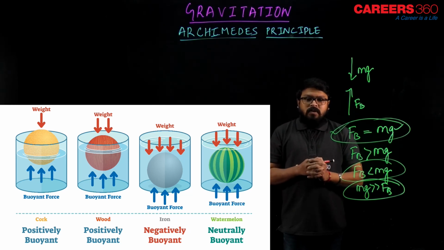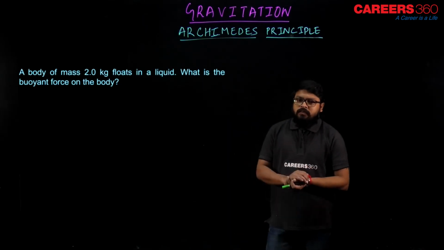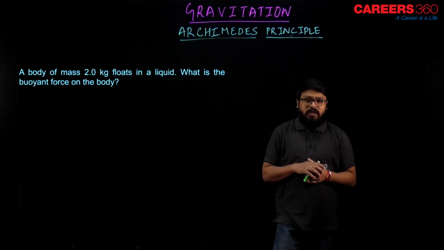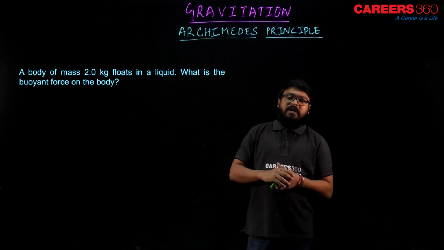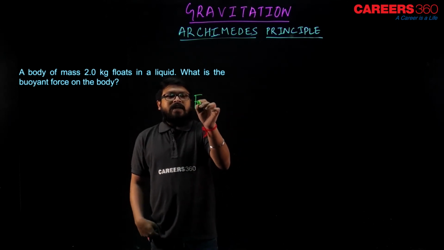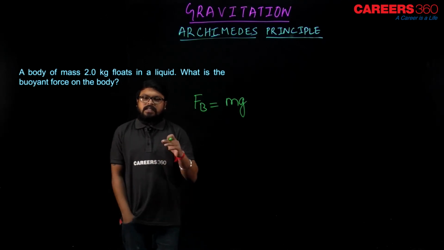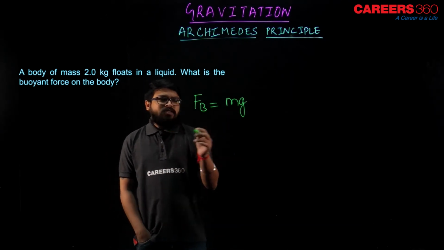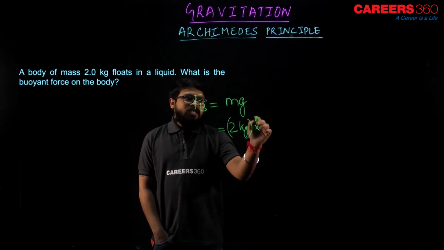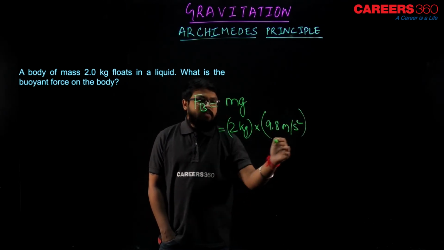So, let us solve some problems based on Archimedes principle, that is force of buoyancy. Now, as you can see the question, a body of mass 2 kg floats in a liquid. What is the buoyant force on the body? Now, in the question itself they have mentioned it floats in a liquid. So, floats in a liquid means force of buoyancy is equal to the weight of the body, isn't it? Force of buoyancy is equal to weight of the body, and mass is 2 kg, and what is g? That is nothing but 9.8 meter per second square, isn't it?